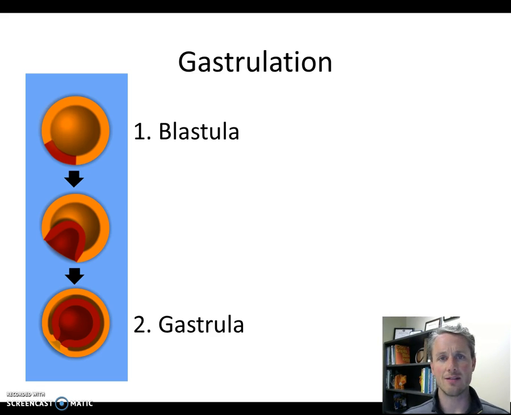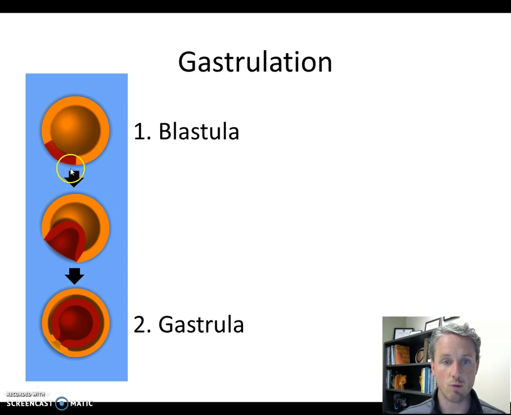Again, gastrulation takes place during embryonic development, and it takes place when an animal embryo is nothing more than a ball of cells. So in this cartoon, this ball here represents the blastula. Okay, it's just a sphere of cells. Think of a beach ball, where the outer layer of the beach ball represents all our cells, and the center of the beach ball is empty.